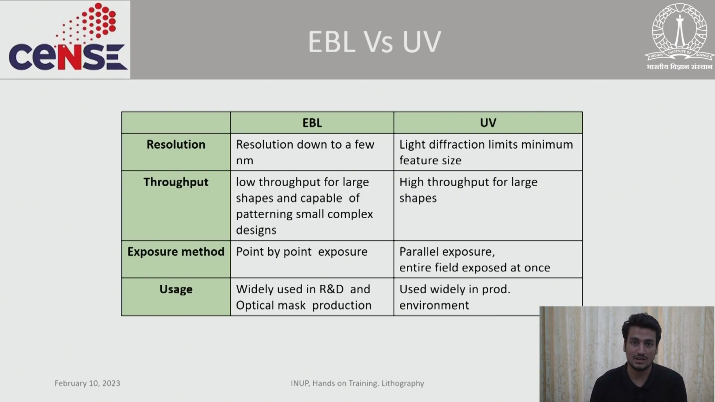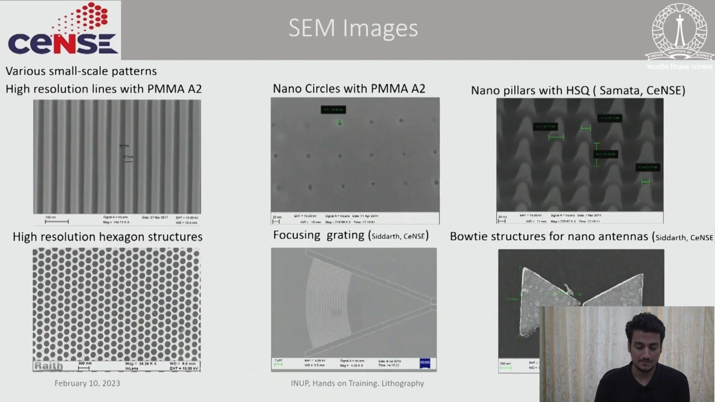As for the exposure method, in EBL we are doing the exposure point by point, and here we are either going for a flood exposure by using a photo mask as a mediator, or we are going for direct writing, which is giving a high writing speed. Then usage: electron beam lithography we are using majorly for R&D and research purposes, and for optical mask production, which has very critical sub-micron features. For UV lithography we are using those photo masks for bulk production.